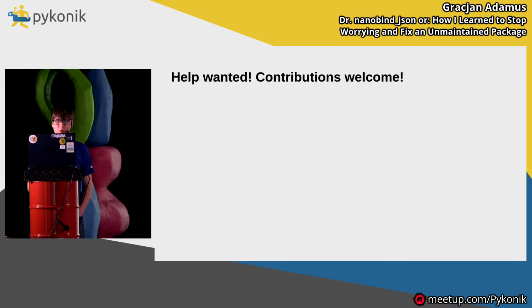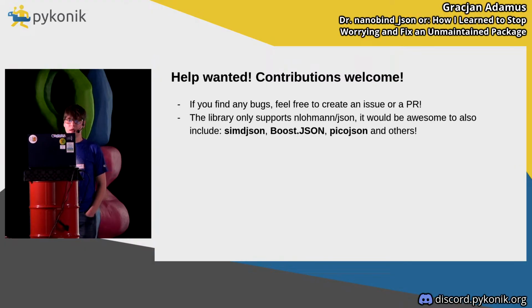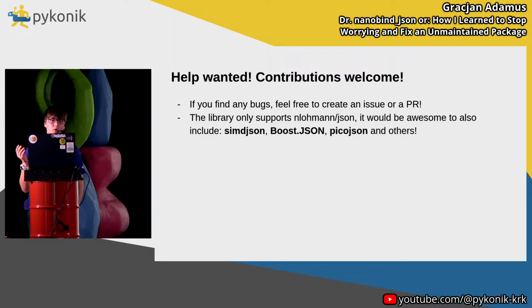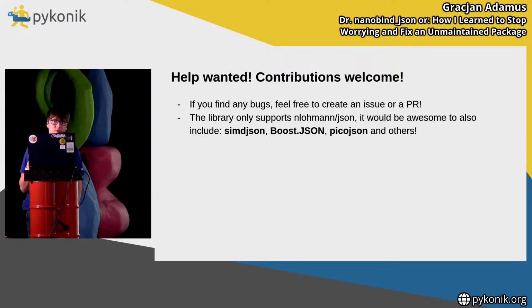And also, small help wanted. If you find any bugs in this library because you want to use it or because you like breaking stuff, feel free to create an issue or even a PR fixing it. And also, if you would like to dabble with Python bindings from C++, you could try to include other JSON libraries. For example, simdjson, which is, I think, the fastest JSON library for C++.